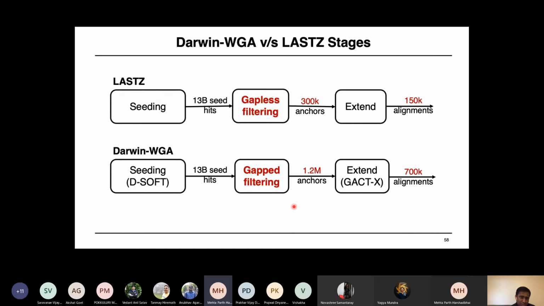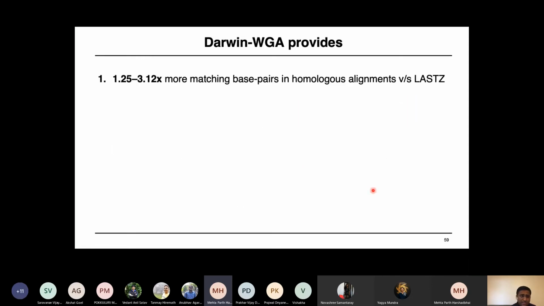But what we showed in Darwin WGA is that you can actually do it pretty fast on an FPGA, and this is some of the insights which we had already derived from Darwin. And so what we did was we replaced that gapless filtering stage with gap filtering, which increases sensitivity, but was also fast. By the way, both of these stages were hardware accelerated because you had a lot more alignments to do. So even that needs to be accelerated.